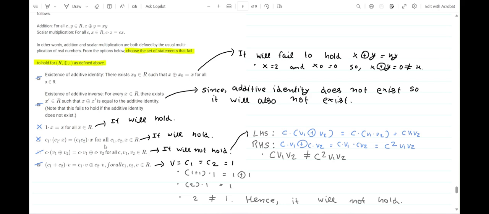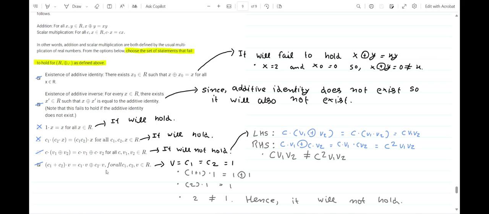Now if we look at the fifth option, which says that c times (v1 plus v2) is equal to c times v1 plus c times v2, if we carefully look at this option, then we can figure out that it is actually wrong. If we solve the left-hand side, what we will get is basically c v1 v2, whereas if we solve the right-hand side, what we will get is basically c squared v1 v2. So here the left-hand side is not equal to the right-hand side. So this option does not hold in this vector set, and hence this option is correct.